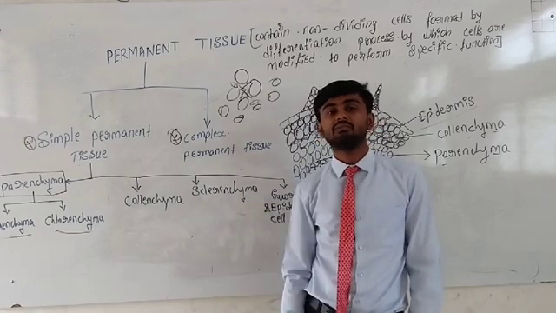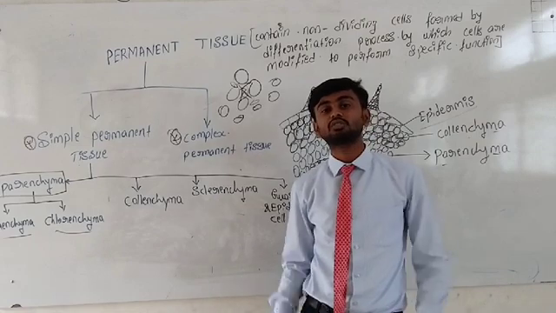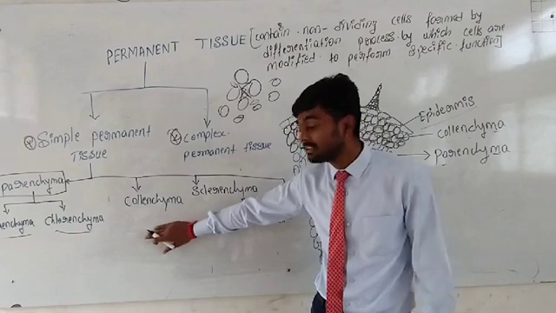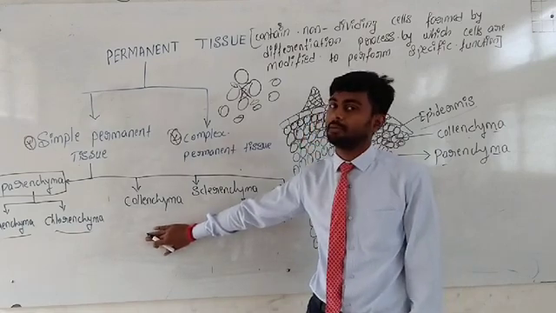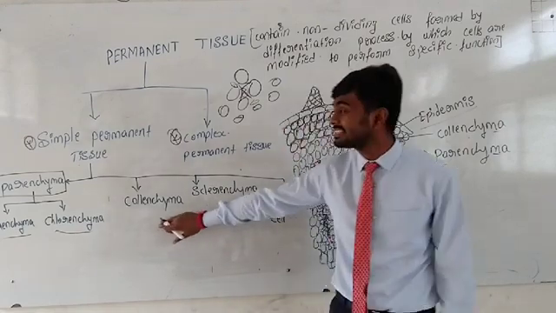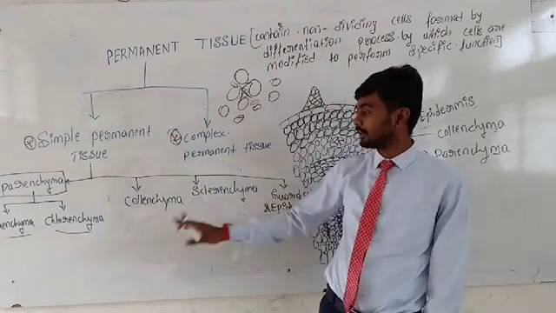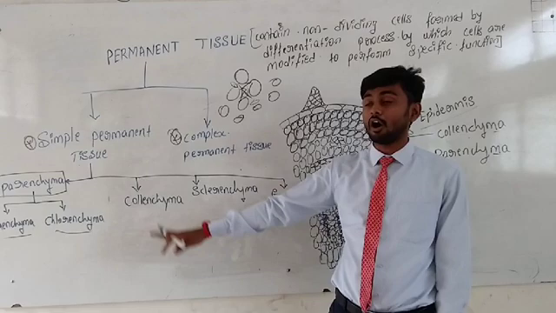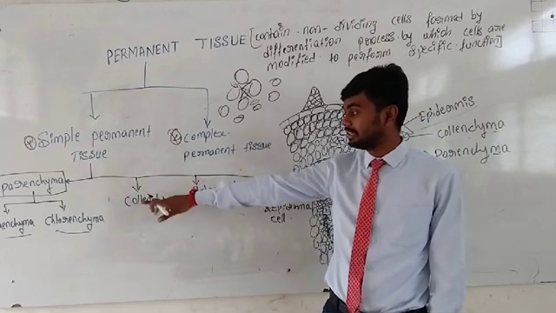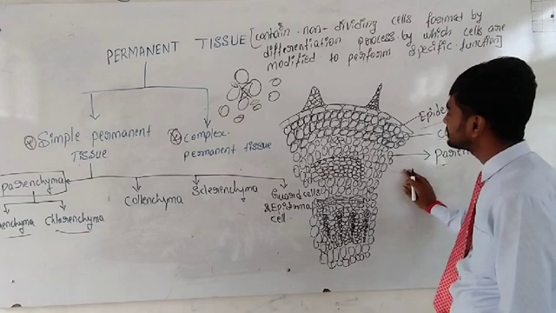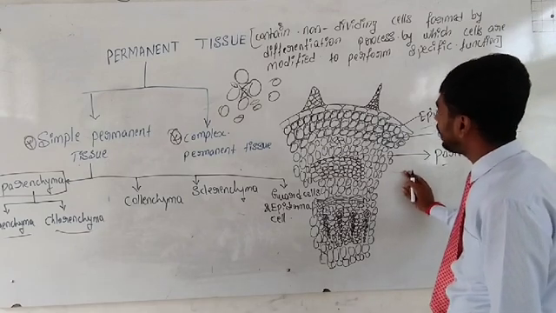The plants are very flexible. It allows them to bend. It is the reason in the presence of collenchyma. The collenchyma is a type of simple permanent tissue. So see the collenchyma.